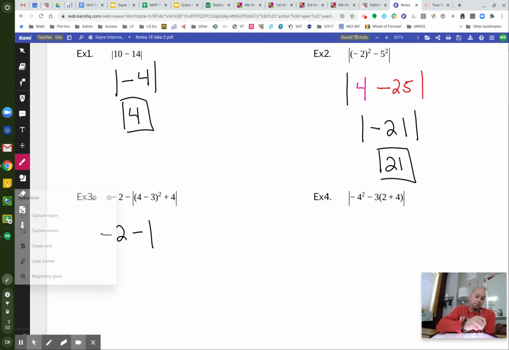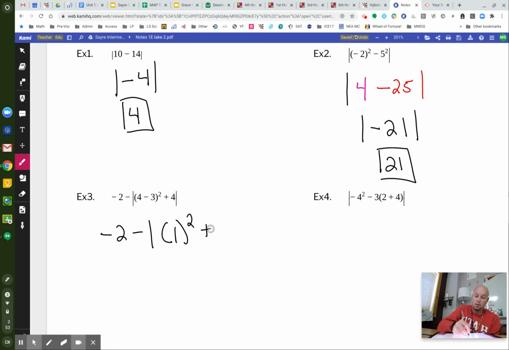So if I look, order of operations says I need to take care of my parentheses first. So I have 4 minus 3, which is 1 squared plus 4, absolute value. So I keep going, right? Now I've got to take care of my exponents next inside my absolute value, and I'll make those nice and large because they kind of look like ones. So I have negative 2 minus the absolute value, and 1 squared is 1, plus 4 absolute value.